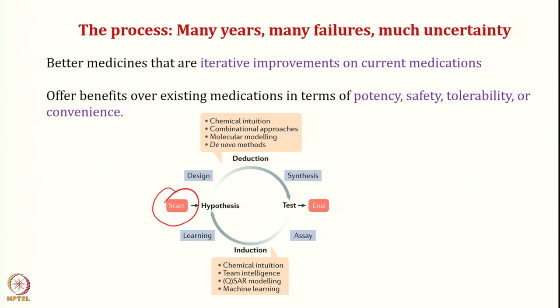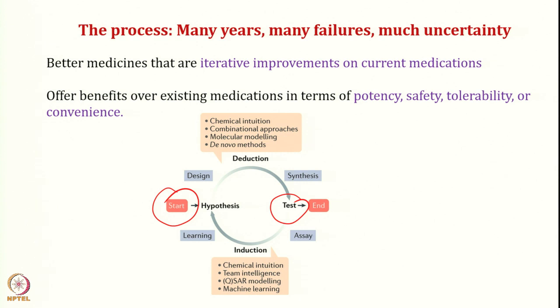So, you start with a hypothesis and you design a molecule, you deduce a molecule using, say, chemical intuition, various combinatorial approaches, molecular modeling or de novo methods. You synthesize these molecules, you test your molecule. After testing, you develop a bioassay, an assay which basically identifies whether it is happening or not.